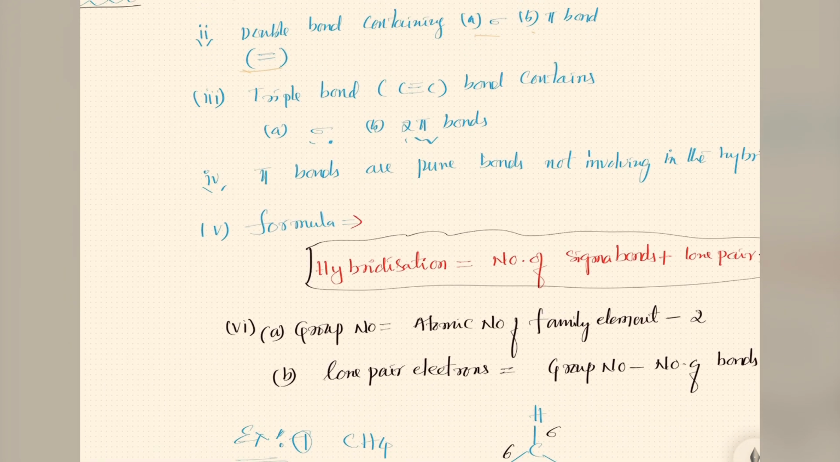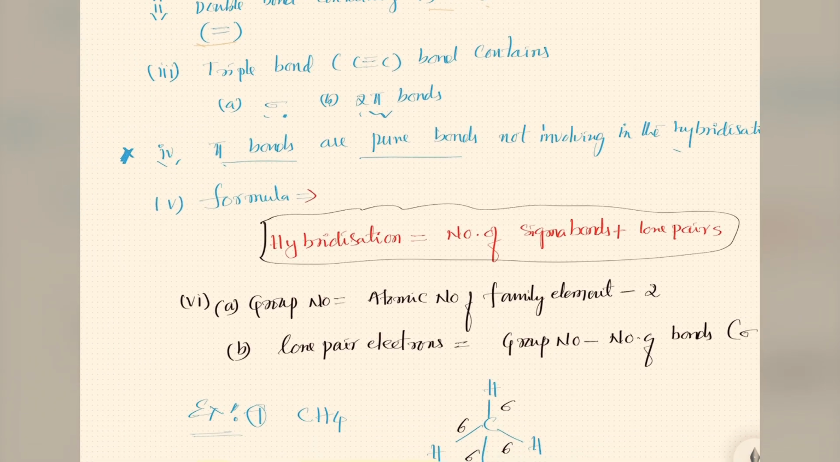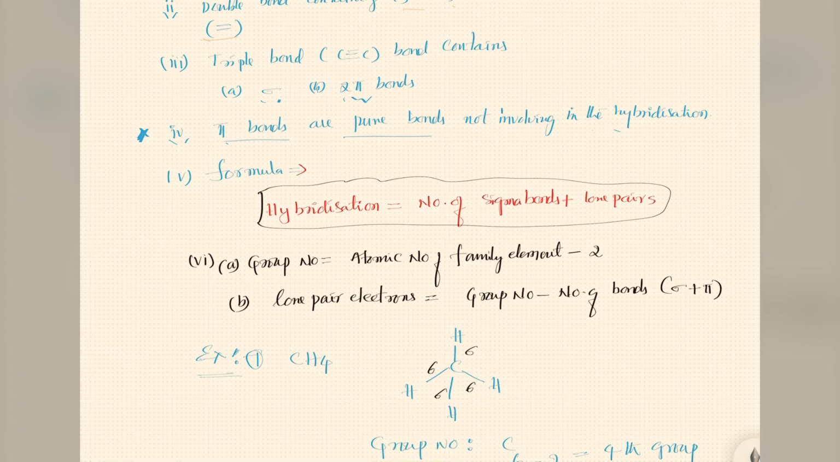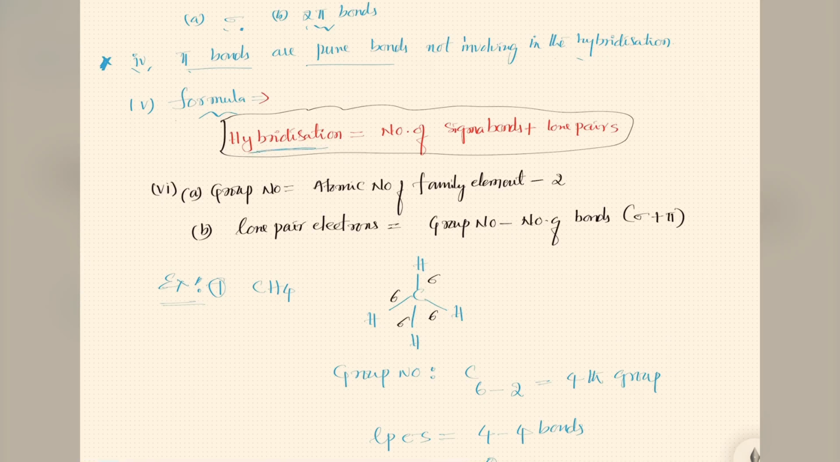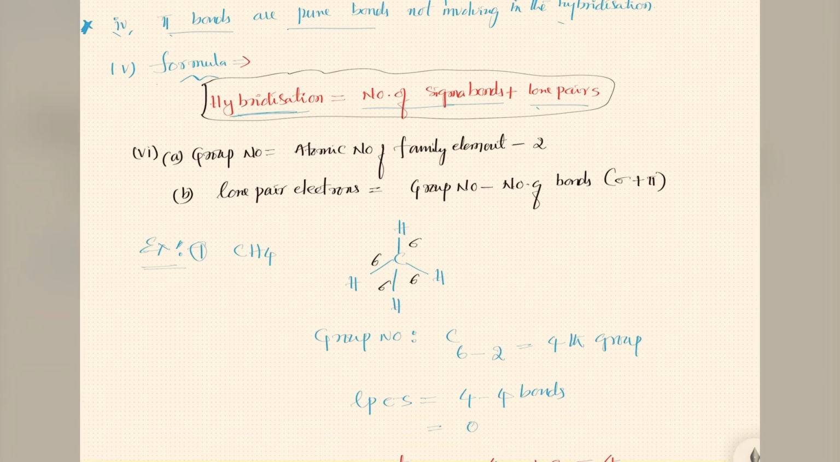Next, this is a very important point. Pi bonds are pure bonds, they are not involved in hybridization. That is very important. What is the formula for calculation of hybridization? Hybridization is equal to the number of sigma bonds plus lone pairs. Just a simple formula. We have so many formulas, but this is one of the important and easy techniques to find the hybridization.